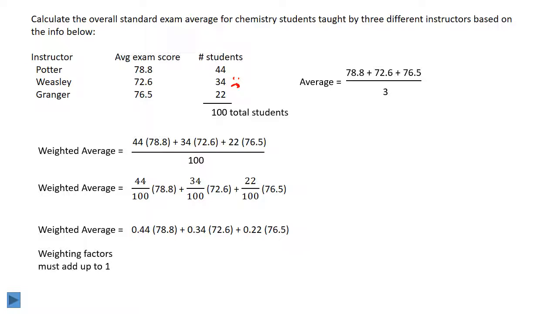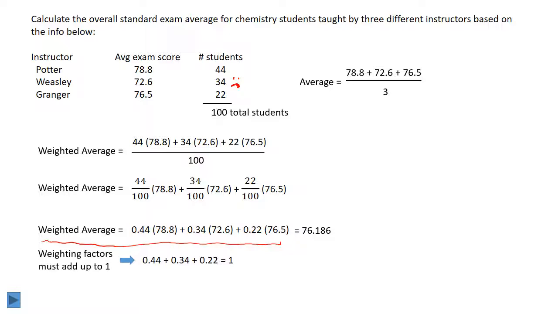This would be what we would call a weighted average, and it must be true that when I take all the weighting factors, they have to add up to 1. Turns out that they do. 0.44 plus 0.34 plus 0.22 equals 1. And if that's true, then my weighted average will be accurate. So here's my correct formula for the weighted average of all the exam scores.